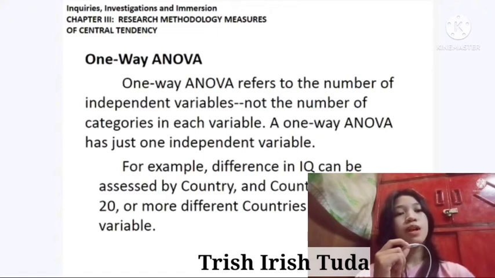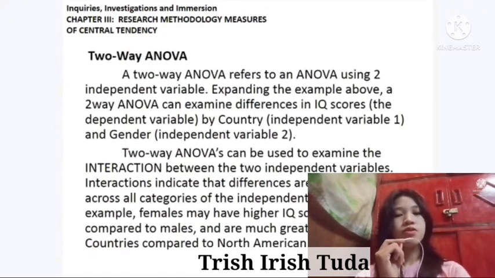Halos wala rin siyang pagkakaiba sa test. For example, difference in IQ can be assessed by country, and country can have 20 or more different countries in that variable. Second, two-way ANOVA.